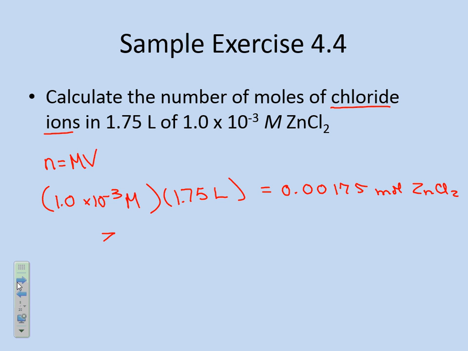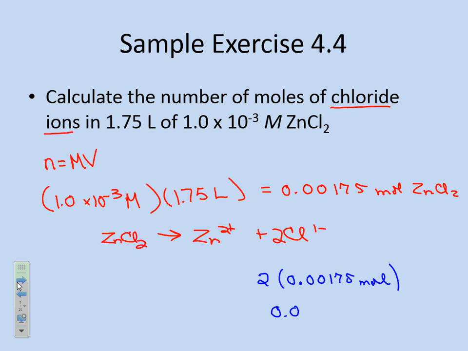Now zinc chloride, when it goes into solution, it dissociates into zinc ions and chloride ions. And we have 2 chlorides for every zinc. So our ratio for the chloride ions will be 2 times the amount of our zinc chloride, 0.00175 moles, which will give us 0.0035, I'm going to round to 2 sig figs, moles of chloride ions.